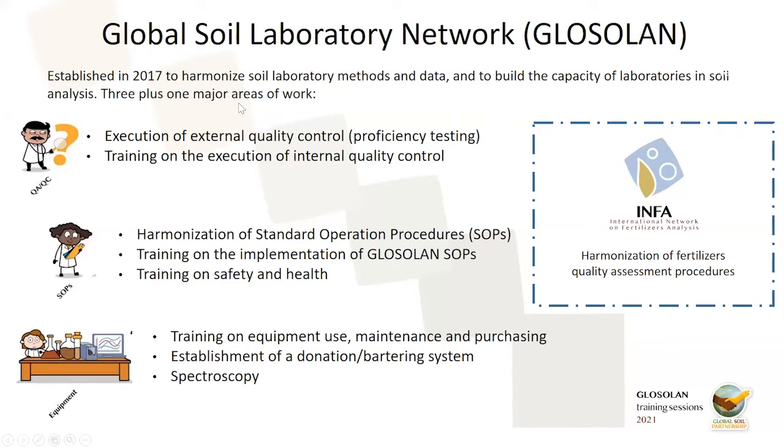So basically, GLOSOLAN was established in 2017 because there was a need to harmonize standards and protocols among laboratories. And to build the capacity of laboratories to improve their capacities in analyzing soil samples. For this reason, the network was established. And we focus on different areas of work. One of these areas of work is quality assurance and quality control.